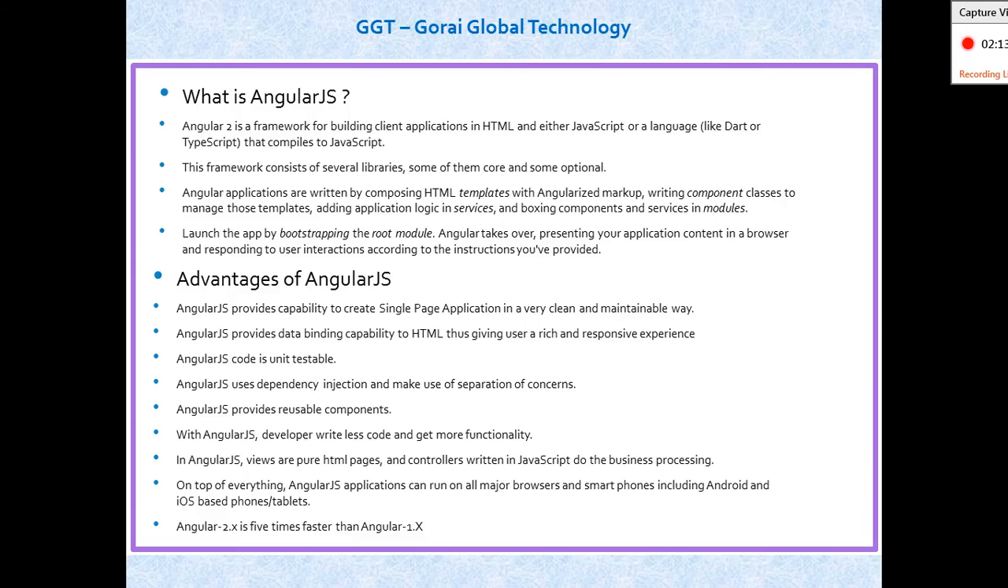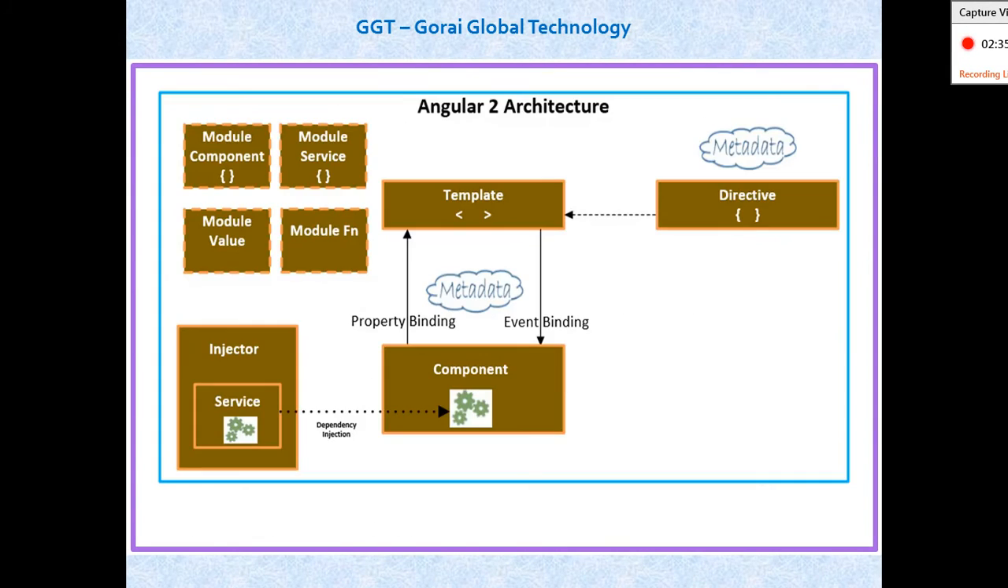Here, views are pure HTML pages and controllers written in JavaScript do the business processing. On top of everything, an AngularJS application can run on all major browsers, smartphones including Android and iOS based phones, and tablets. Angular 2.x is 5 times faster than Angular 1.x.